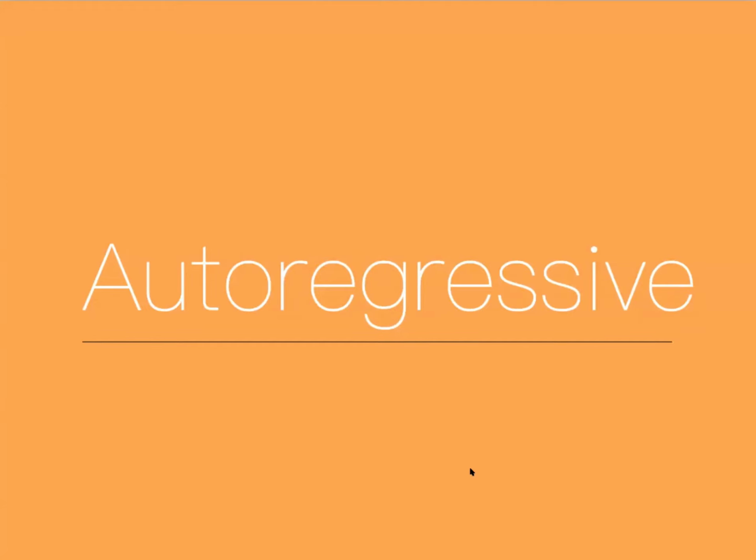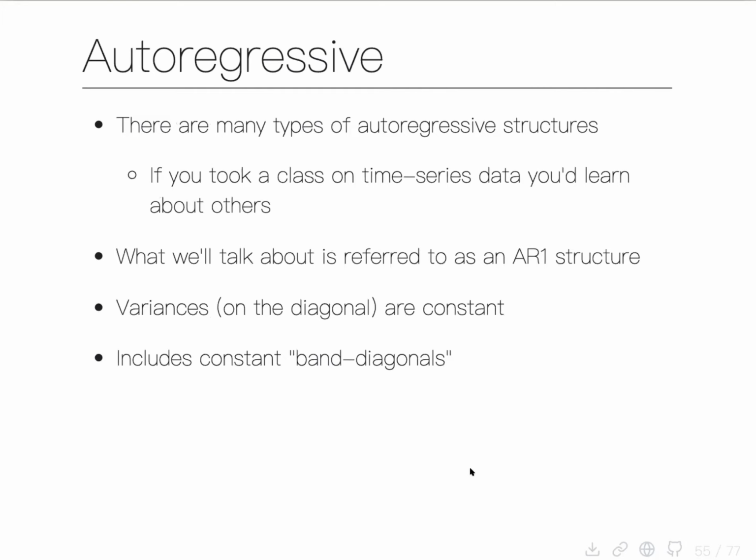Okay, so now, for the first time, we're going to move away from residual variance covariance matrices that we can fit with LME4, and we're instead going to use autoregressive structures. There are lots of different types of autoregressive structures. If you took a class on time series data, you'd learn about a bunch of them. We're going to fit what's referred to as an AR1 structure, autoregressive 1 structure.